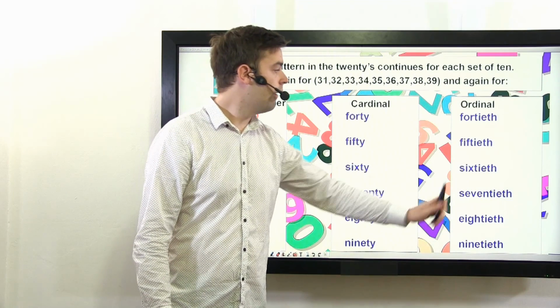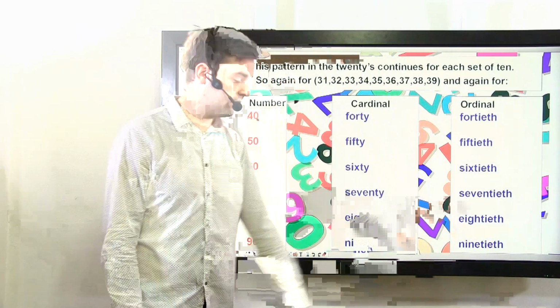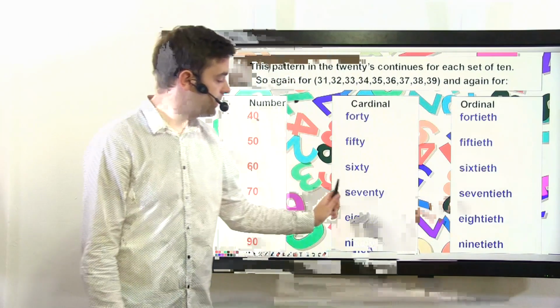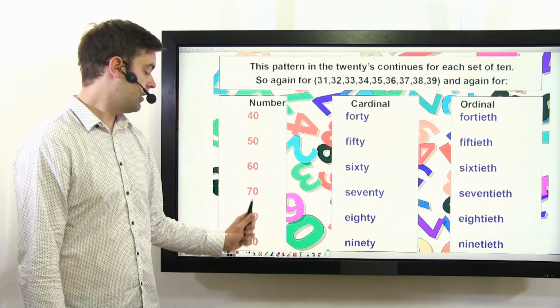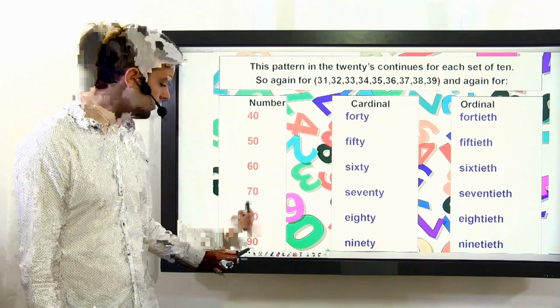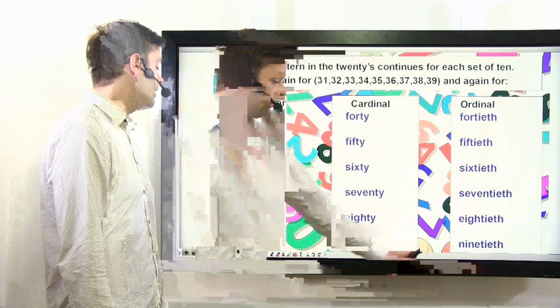40, 60, 60th, 70, 70th, 90. So we've got 10, 20, 30, 40, 50, 60, upwards, we reach 100.